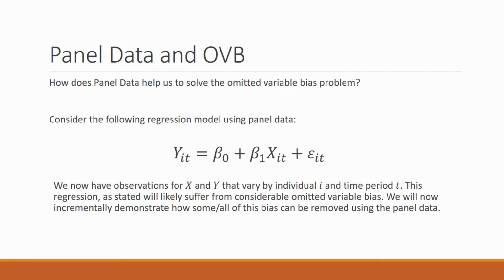Consider the following regression model using panel data. This is just the same model, but now we have a panel data set, and so we have variation across individuals, i, and variation across time, t. So we now have observations for x and y that will vary by individual i and time period t. This regression, as stated, will likely suffer from considerable omitted variable bias. We will now incrementally demonstrate how some or all of this bias can be removed using panel data.